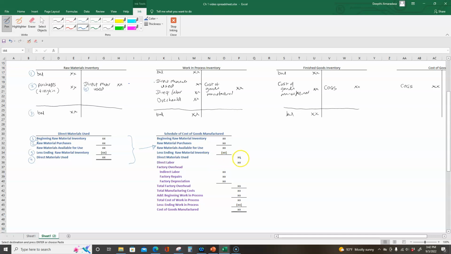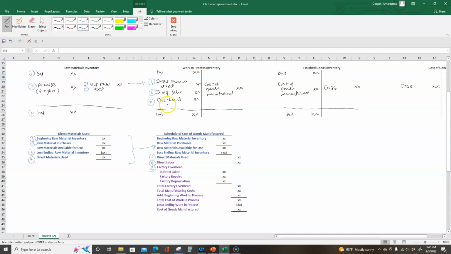Once you get direct materials used, we know direct materials used was the fourth item I labeled. Well, that's the same thing here. 4 and 4, it's the same thing. One gets transferred to the other account. Then from there, you add direct labor, which I'm going to label 5, and that is in your work in process inventory account. And then factory overhead, which is item number 6.